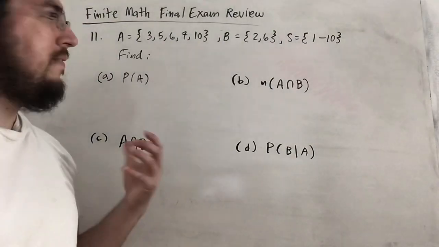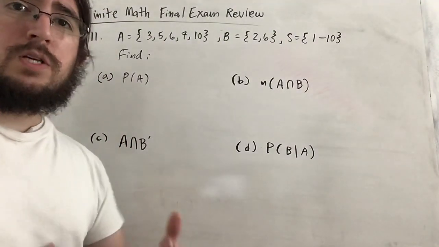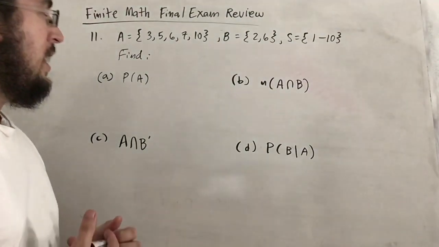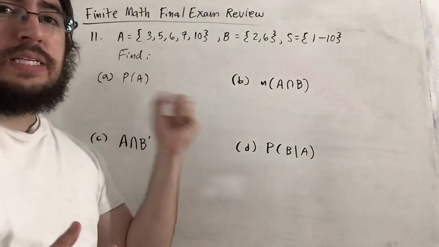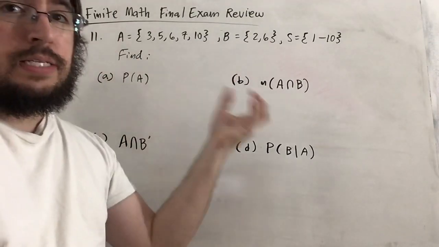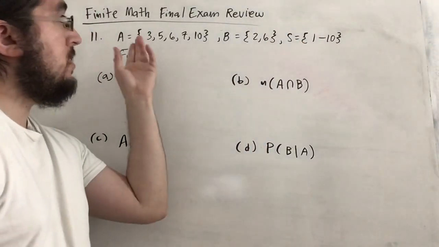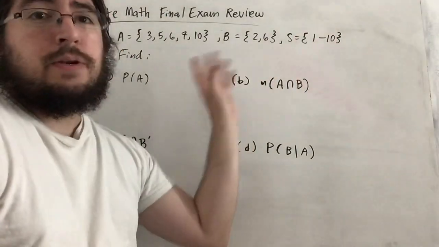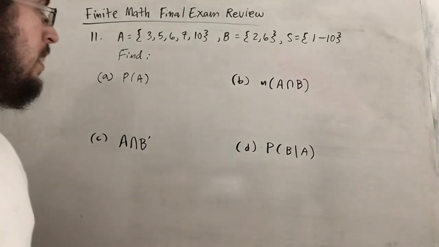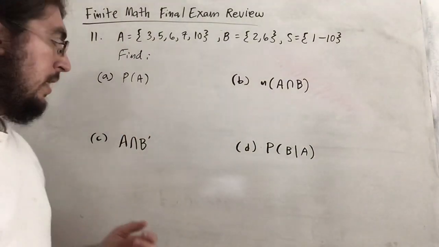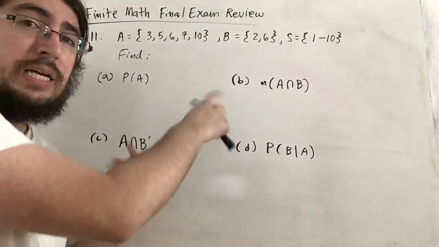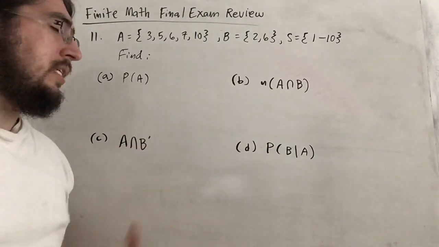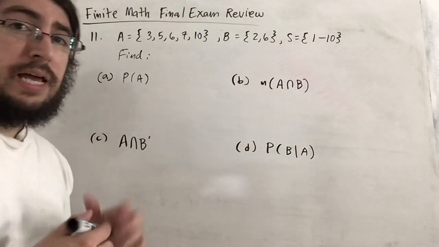All right, so now for number 11 is where the final exam review will start to go into the probability portion of the review. And basically we're given these things. We're given events A and B in the sample space S. A is {3, 5, 6, 7, 10}. B is just the set {2, 6}. And S is the integers 1 through 10. And we're asked to find these things. Now, only 2 of which are probabilities, so we're actually asked something to do with set theory in parts B and C. But let's first take a look at A, obviously.